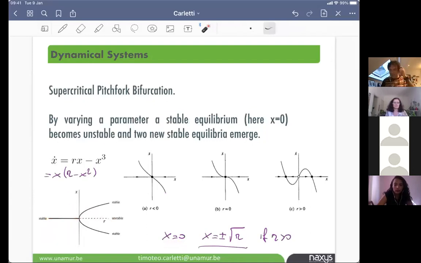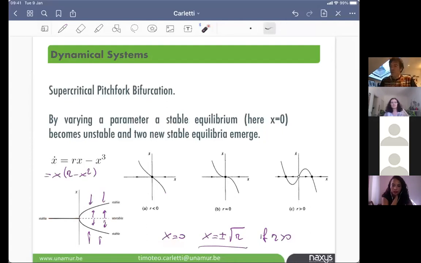But once r becomes positive, then 0 is still a solution, but you can prove that now it's unstable. And so if you start close to the origin, you will go away. And then you have these two new solutions plus minus square root of r that you can prove are stable. Just again, do the derivative and evaluate on plus minus square root. And then they are stable because they attract what is close by.